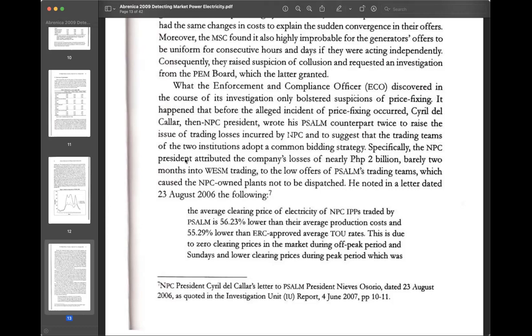Specifically, the NPC president attributed the company's losses of nearly 2 billion to the low offers of PSOM's trading team. So he's basically accusing PSOM, hey guys, masyado mababa yung bids ninyo. Kayo yung pinatatakbo ng market operator and kami, may loss kami because hindi kami pinatatakbo. Kasi masyadong mababa ang bids ninyo. And that's when in that letter, right, there was a suggestion to adopt a common bidding strategy.